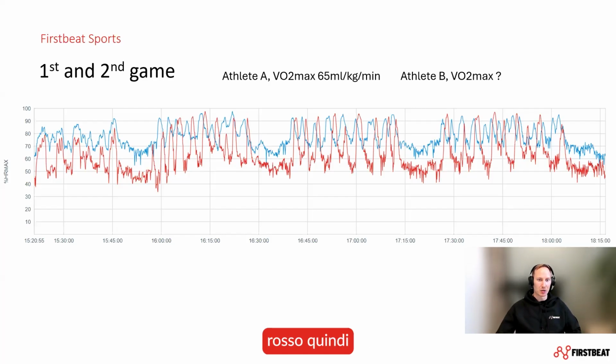When we look at the first game heart rate chart, we can clearly see that the red athlete, so athlete A, is clearly recovering better between the shifts than the athlete B, the blue athlete in this case. And what is important to note here is that the strength and conditioning coach had the real max heart rate of the athlete from the former club, and also the athlete confirmed that this is his real max heart rate.